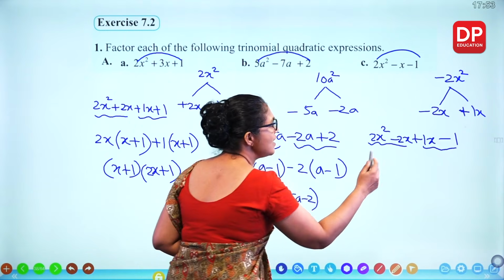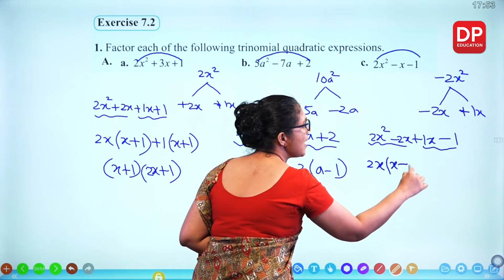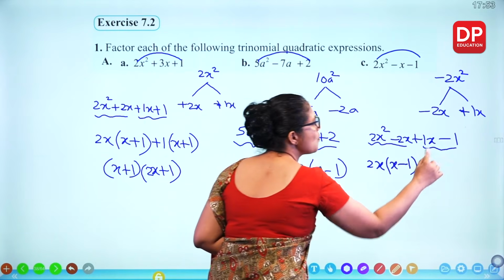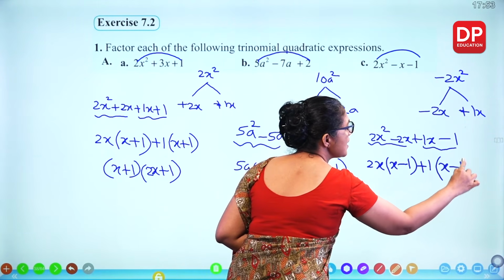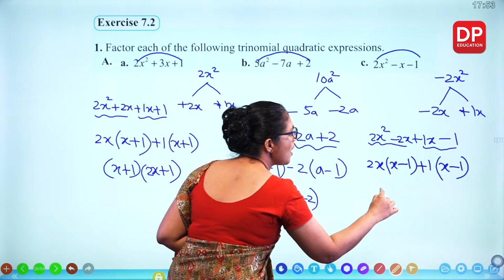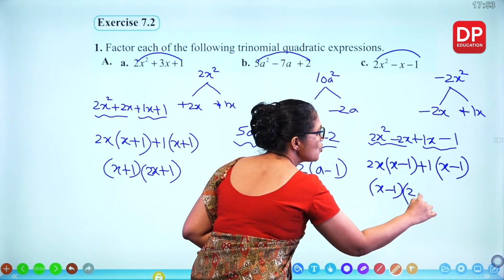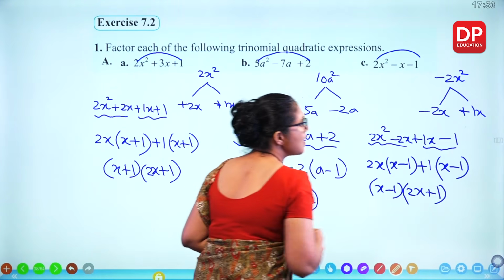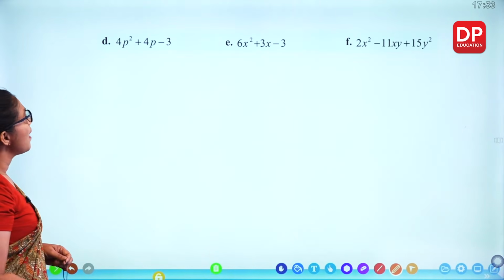In this expression, 2x is common. Take it out. What's remaining? X minus 1. In this one, 1 is common and what's remaining? X minus 1. So x minus 1 common again. Take it out and what's remaining? 2x plus 1.